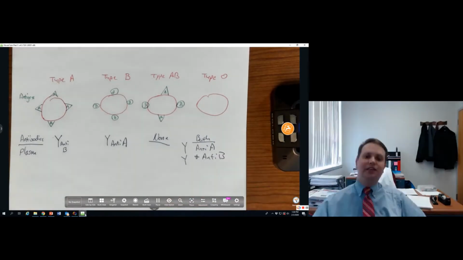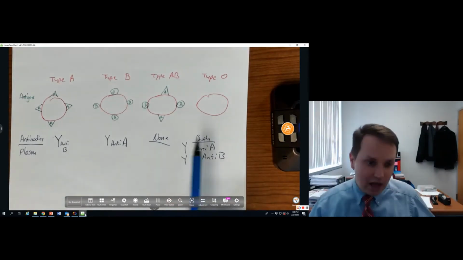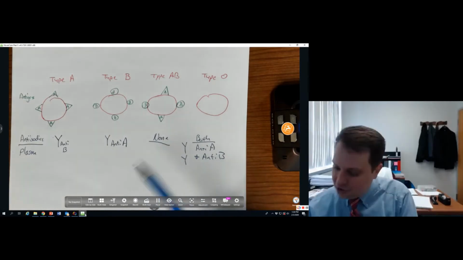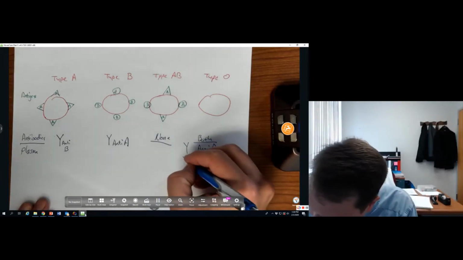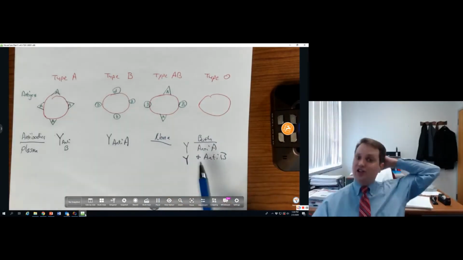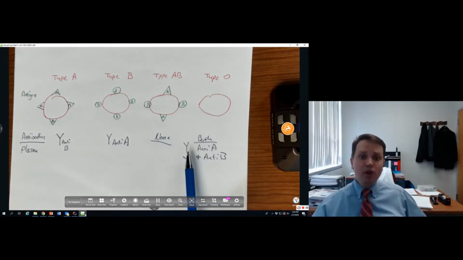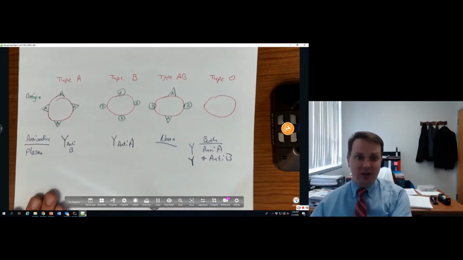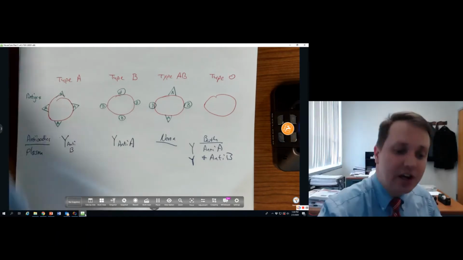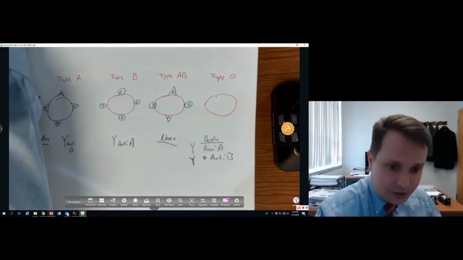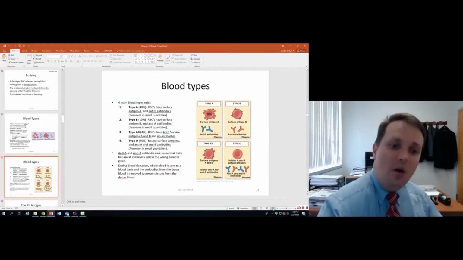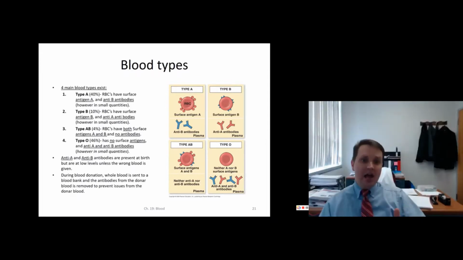Now, this isn't what the antibodies actually look like. A Y-shaped protein is usually given as an antibody, but these antibodies we're going to see later on are different shapes than this, okay? So, with this sketch out of the way here, let's look at this on our notes now and see that type A has the A antigen and anti-B antibodies.